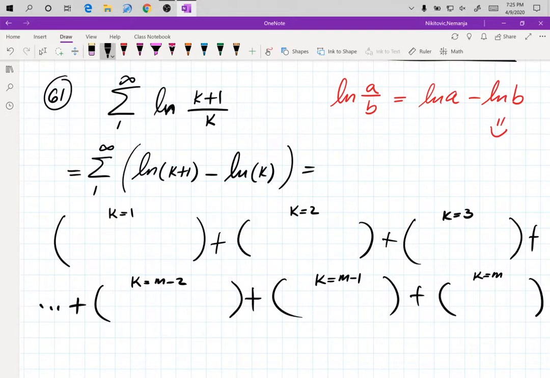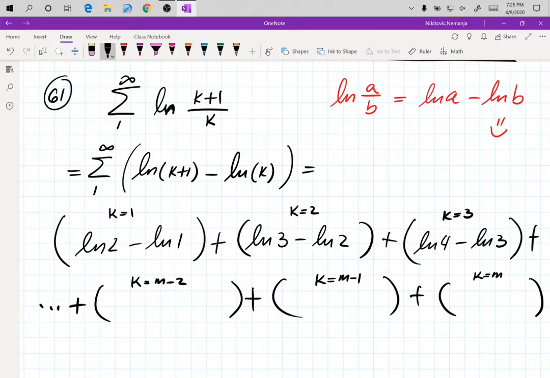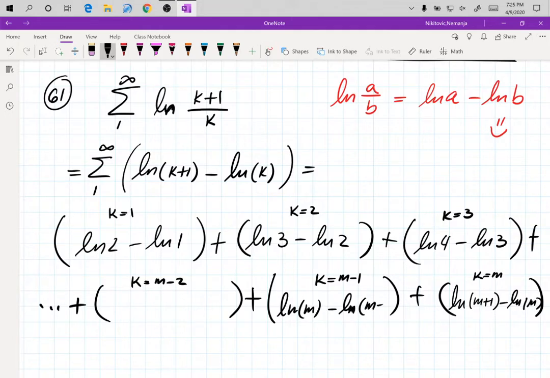Populate. When k is 1, we have ln of 2 minus ln of 1. When k is 2, we have ln of 3 minus ln of 2. When k is 3, we have ln of 4 minus ln of 3. Work out the tail end. Plug in m. So ln of m plus 1 minus ln of m. Take away 1. So ln of m, this parenthesis is a little bit annoying, ln of m minus ln of m minus 1.